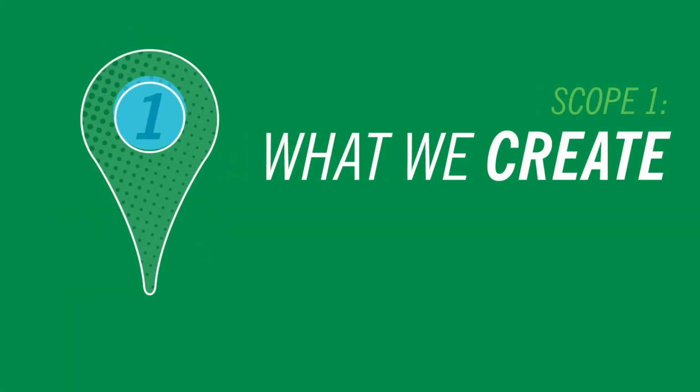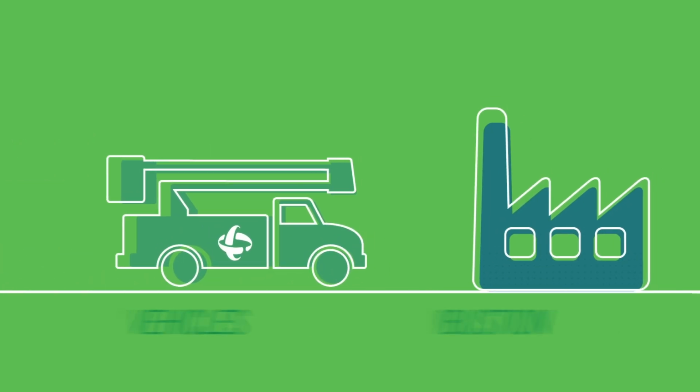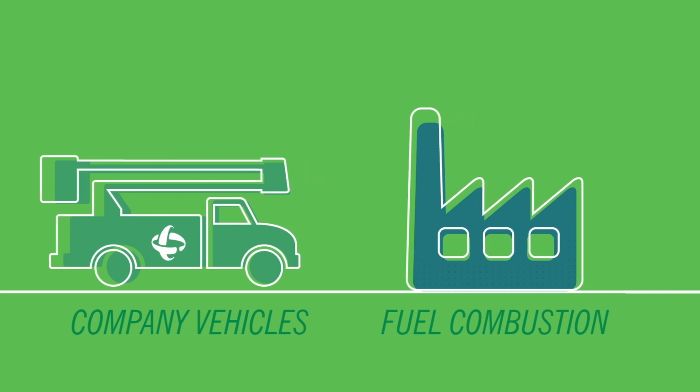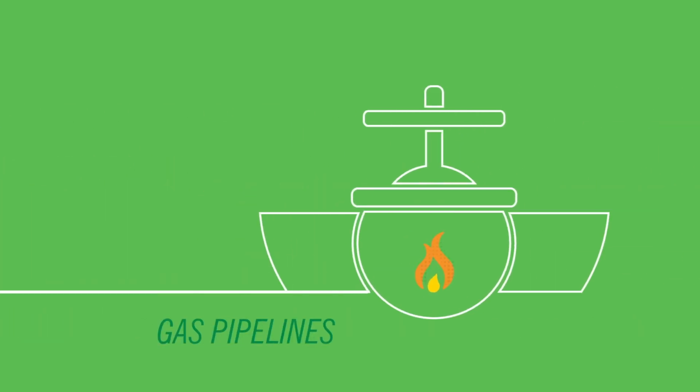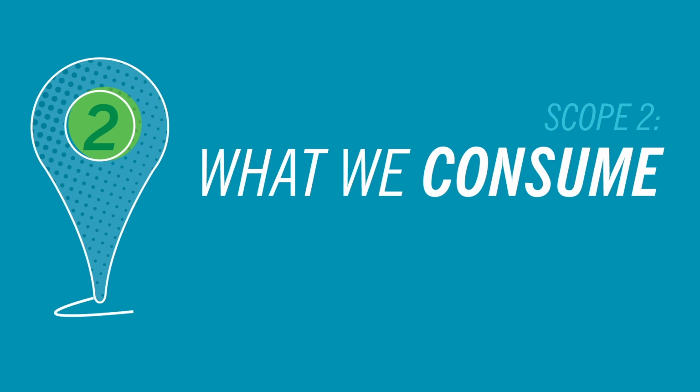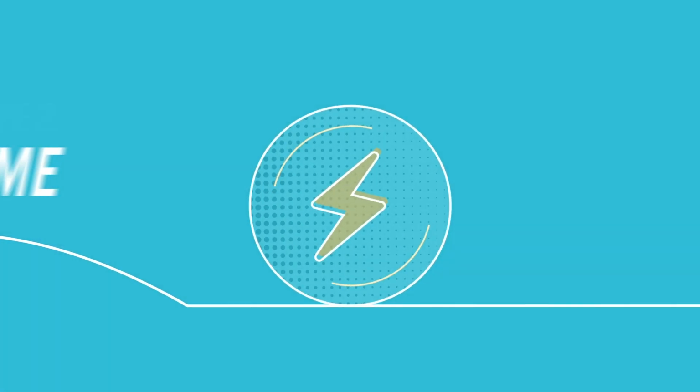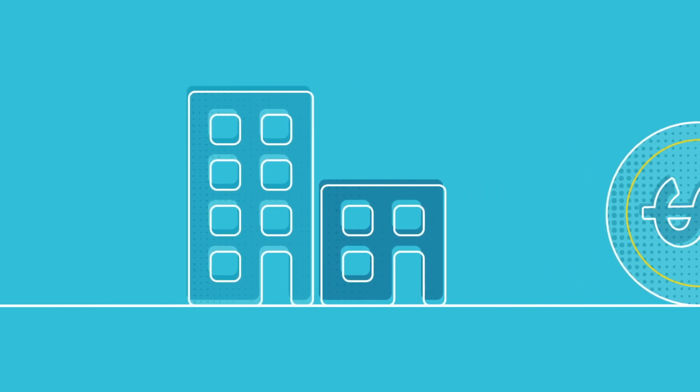Scope 1, what we create, or direct emissions related to the power we generate and the natural gas we distribute. Scope 2, what we consume. While this is energy produced by someone else, it's energy we purchase to help run our business.